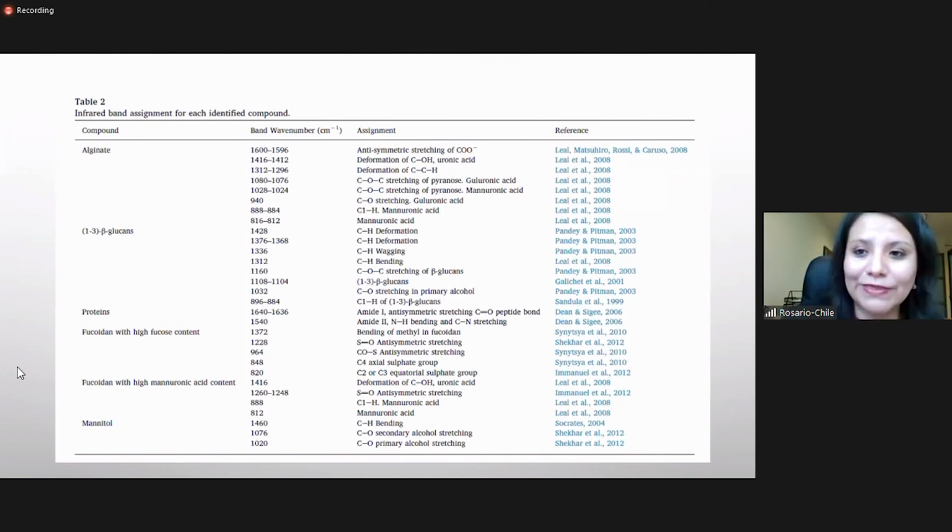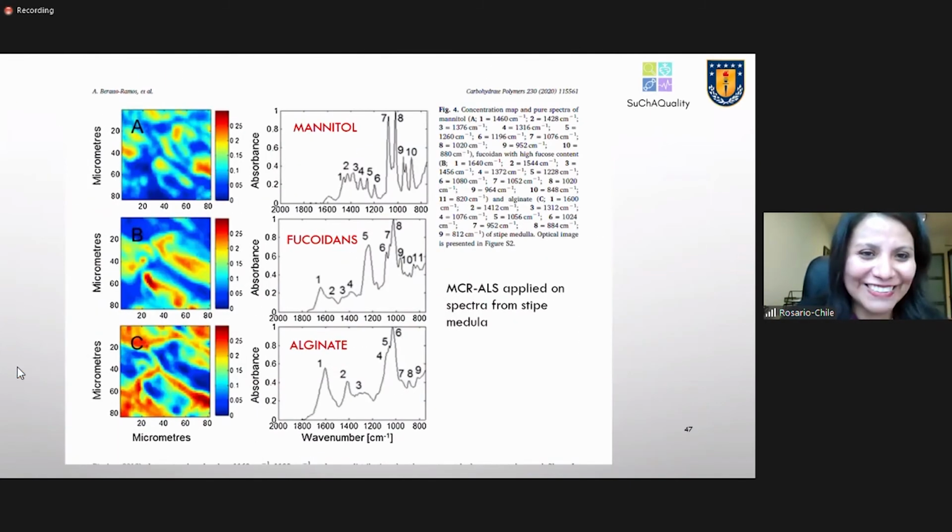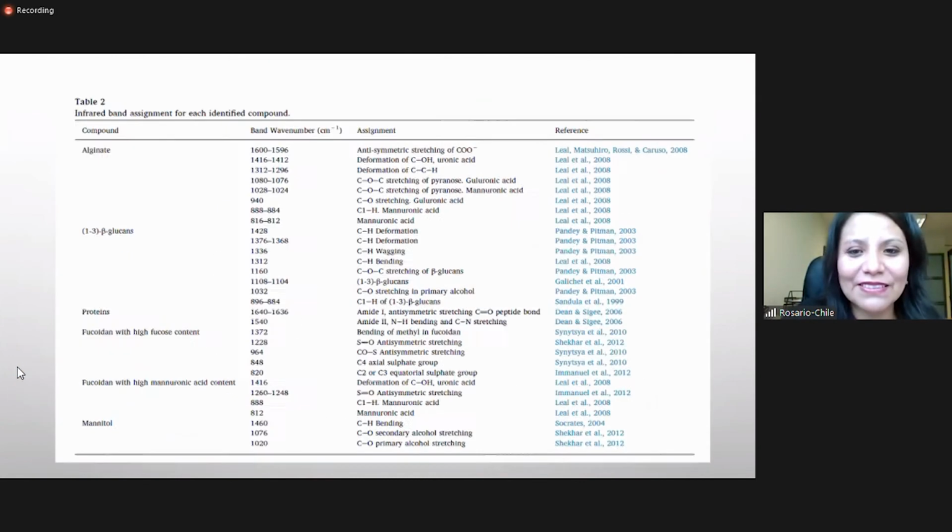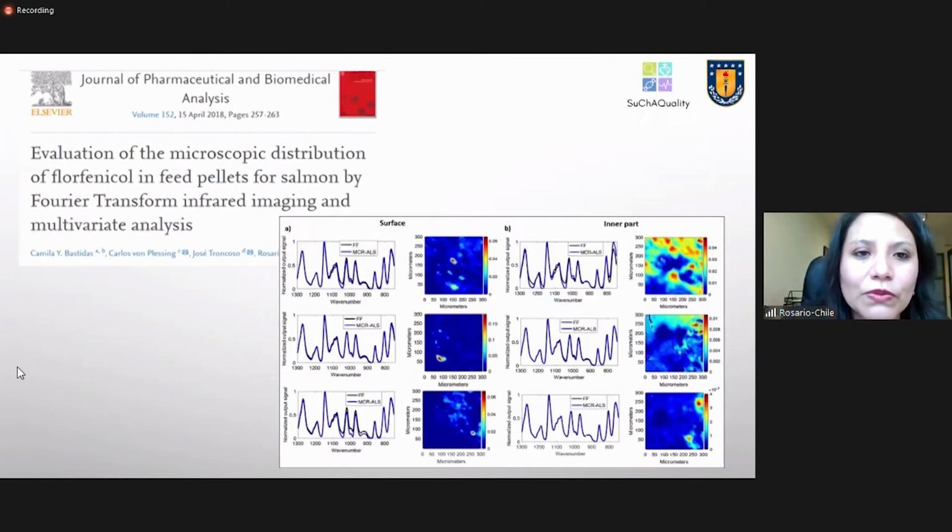So, this slide is from this interpretation, because to assign mannitol, fucoidans or alginate is not easy, but we use a little bibliography in order to see the identity of the compounds. Okay. A similar example is shown here using multivariate resolution in the evaluation of the microscopic distribution of one active principle, florfenicol, in feed pellets for salmon using infrared imaging and also the mentioned method, MCR.